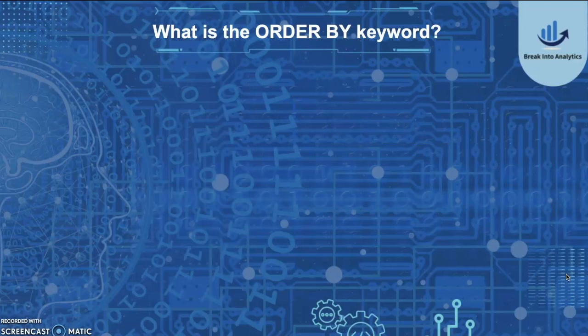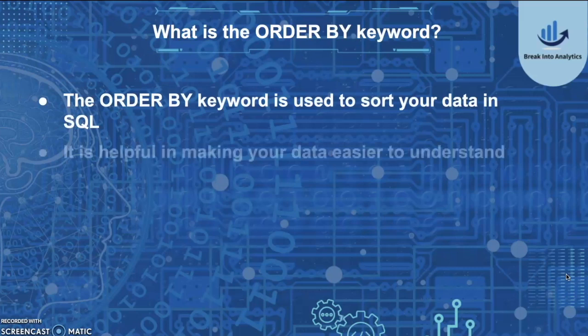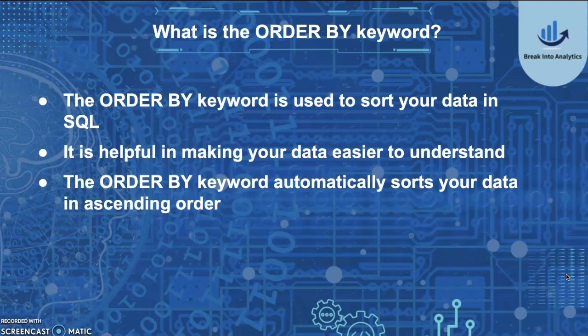So, what is the order by keyword and what's it used for? The order by keyword is used to sort your data in SQL. It's helpful in making your data easier to understand and read. And the order by keyword automatically sorts your data in ascending order. So let's take a look at how we use it.